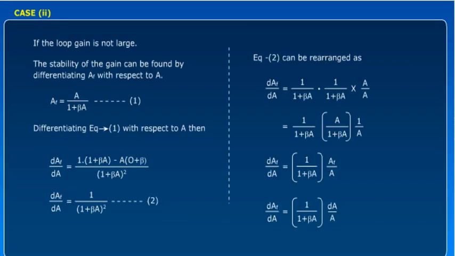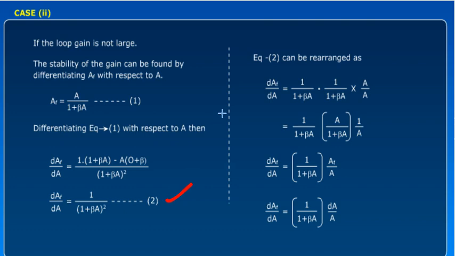If the loop gain is not large, then how do we find the stability of this feedback amplifier? To understand this, the stability of the gain can be found by differentiating AF with respect to A. We have AF equal to A by 1 plus A beta. Differentiating equation 1 with respect to A by applying the u by v rule, we get dAF by dA equal to 1 by (1 plus A beta) whole square.